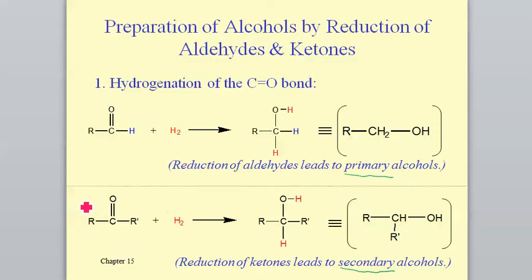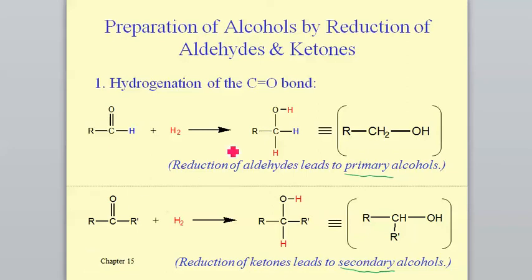If you start with a ketone, like you see here in the second example, that will necessarily lead to a secondary alcohol, because that carbonyl is in the middle of a chain. That means the OH group you create is also going to be in the middle of a chain. But again, we're just adding a hydrogen atom to either end of that double bond.